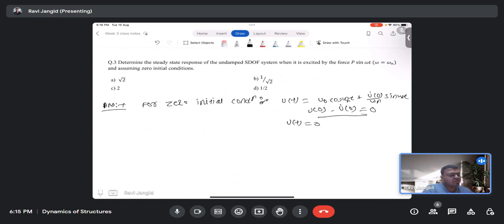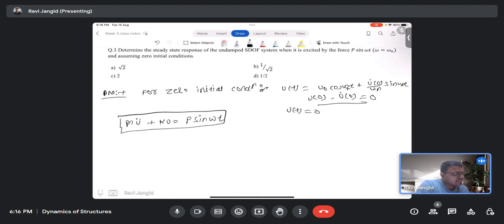Now I need to focus only on my system's steady state response, which we also call the particular solution. So for the undamped system, m u double dot plus k u is equal to P sine omega t.